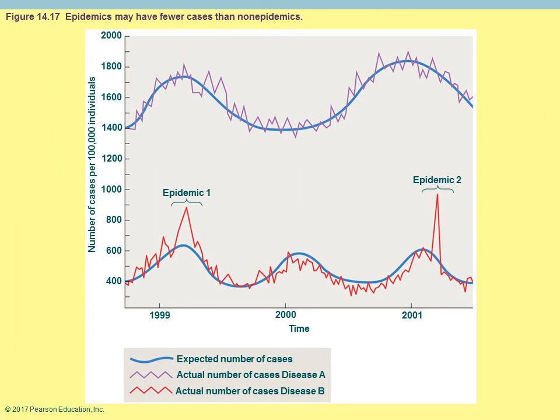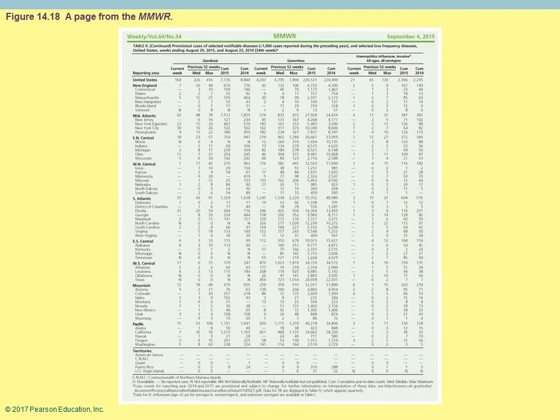And because of that, sometimes you might say, okay, well, the number of cases for an epidemic may actually be lower than another disease that's not considered an epidemic.